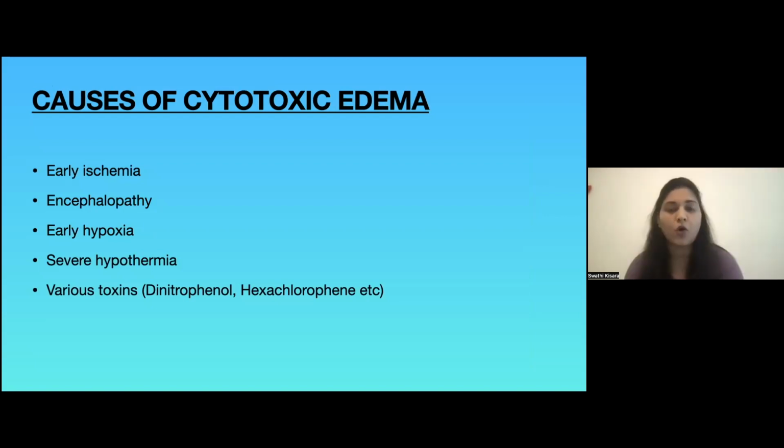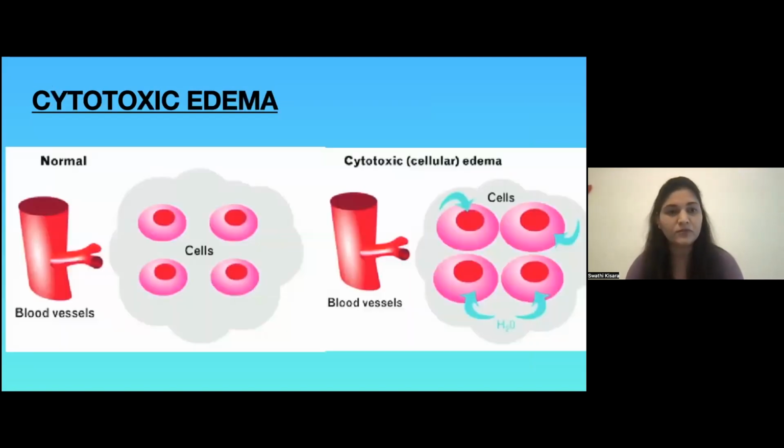The following are the causes of cytotoxic edema: early ischemia, encephalopathy, early hypoxia, severe hypothermia, and various toxins such as dinitrophenol and hexachlorophene. This is again a picture showing cytotoxic edema, in which there is cellular swelling because of damage to the sodium potassium pumps, and influx of water into the cells. These are the normal cells, and these are the cells that underwent cellular edema.